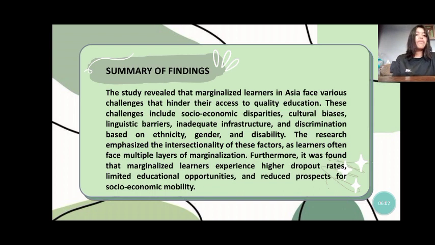Next is a summary of findings. The study revealed that marginalized learners in Asia faced various challenges that hinder their access to quality education. These challenges include socioeconomic disparities, cultural biases, linguistic barriers, inadequate infrastructure, and discrimination based on ethnicity, gender, and disability.